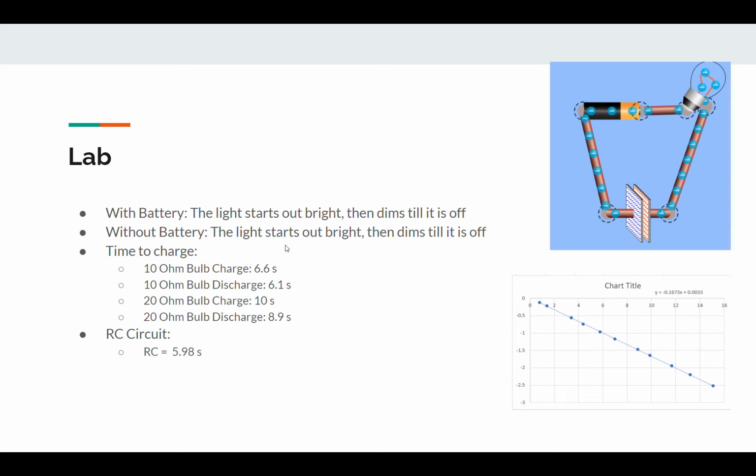I used a stopwatch online to find the times. 6.6 seconds to charge, 6.1 to discharge, 10 seconds for the 20 ohm to charge, and about 9 seconds for the 20 ohm to discharge. I used these values and put them into a graph, and I found that the RC circuit, after flipping this and making it positive, was 5.98 seconds.